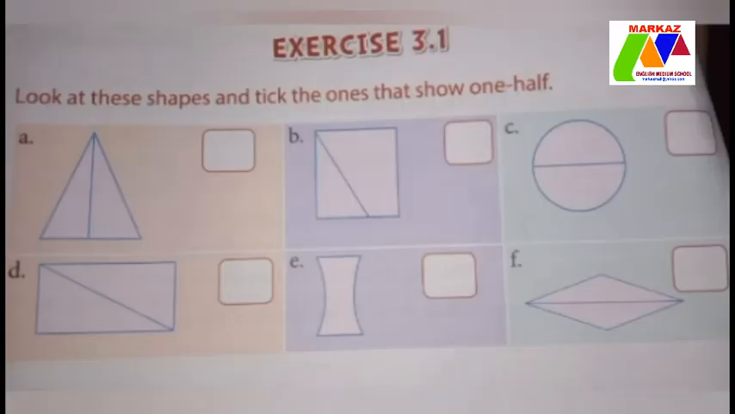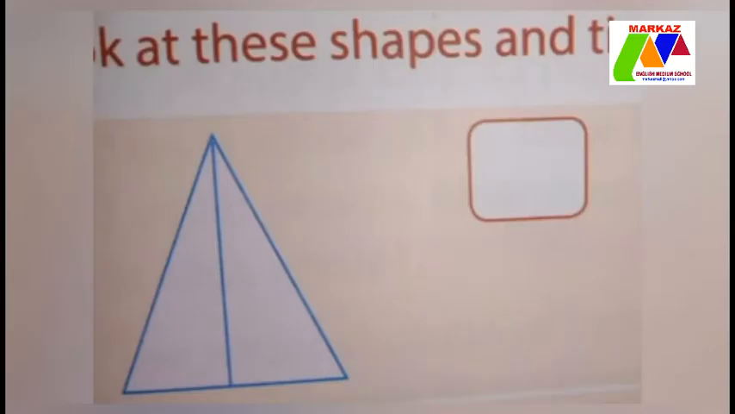Look children, here we have some shapes and tick the ones that show 1/2 or 1 by 2 of the whole shape. Children, to get 1/2 of a thing, we need to cut it into 2 equal parts. Children, this triangle is divided into 2 equal parts. So, each part shows 1/2. So, children, tick it in this box. This shape shows 1/2. So, please tick it in this box.